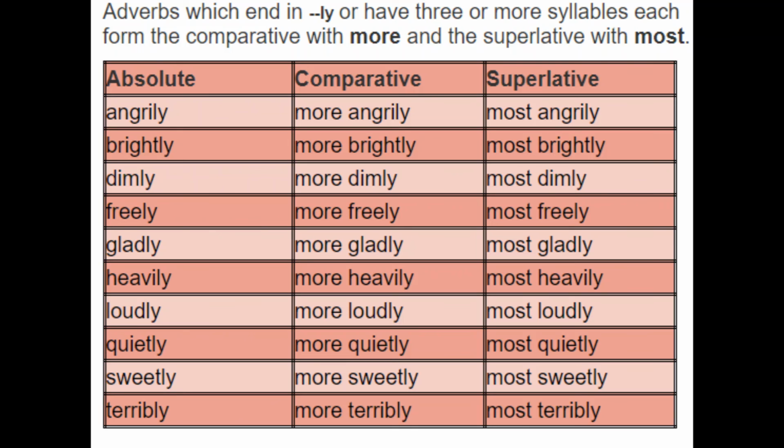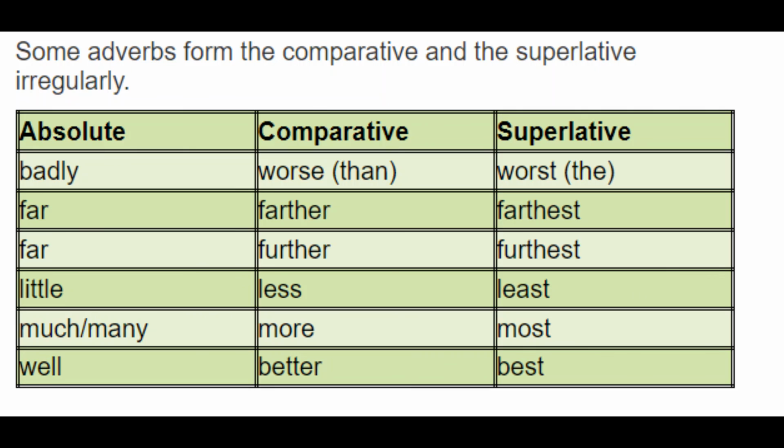Okay, and now adverbs which end in ly. Any adverb which ends with ly, the long adverbs, as we saw in the examples just before this, we have to use more with the comparative degree, the middle one, and most with the superlative degree, the last one. Like angrily will become more angrily, most angrily. Brightly will become more brightly, most brightly. Dimly, more dimly, most dimly. Freely, more freely, most freely. Gladly, more gladly, most gladly. Heavily, more heavily, most heavily.